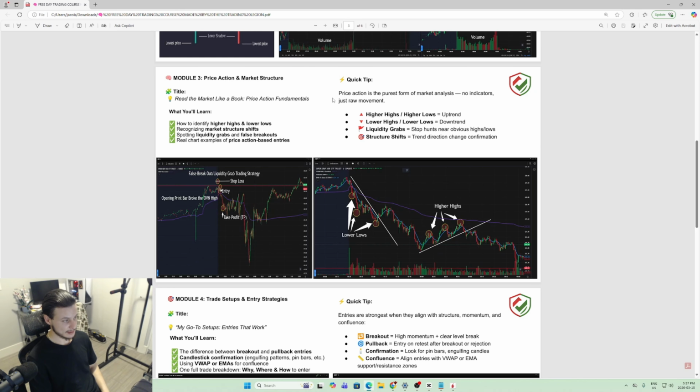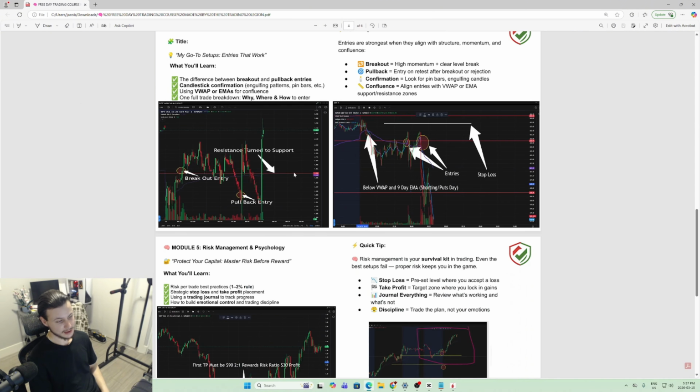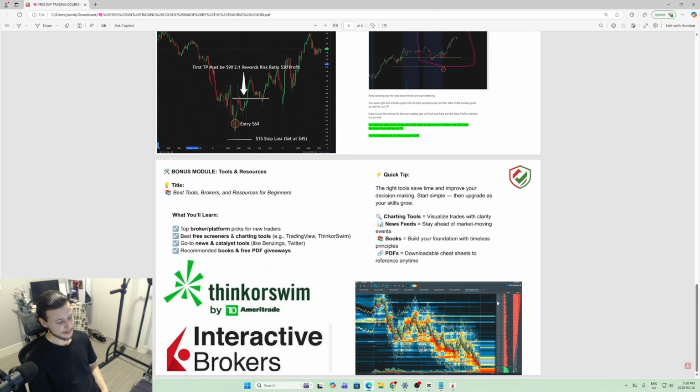Got some more concepts about price action and market structure. We've got trading setups and entry strategies. And again, I made it for free because I just want to provide some basic knowledge so that you guys don't go out there and blow your whole bank account. Let's also talk about risk management and psychology, a little bit of my journal, just the notes that I write down. And finally, some of the most popular software for trading stocks, options, and futures contracts, as well as software that helps you dial in better.